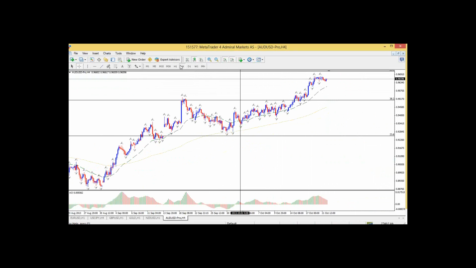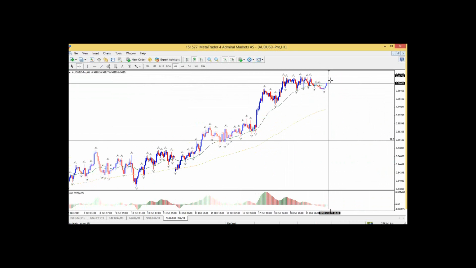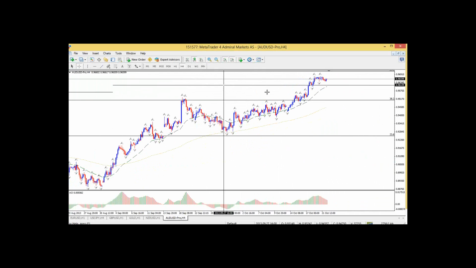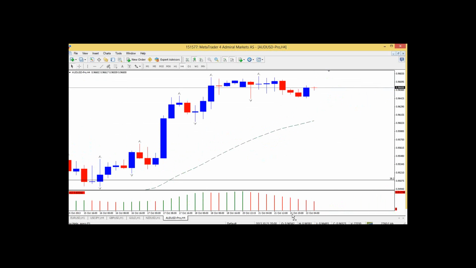Would be not a bad trade though. It's a very likely trade to break this top, and still a good 40 pips maybe. On the 4-hour chart, we have an engulfing 4-hour candle here.